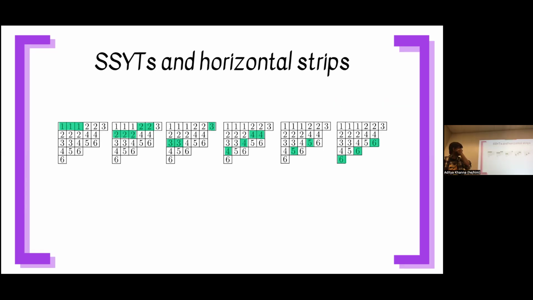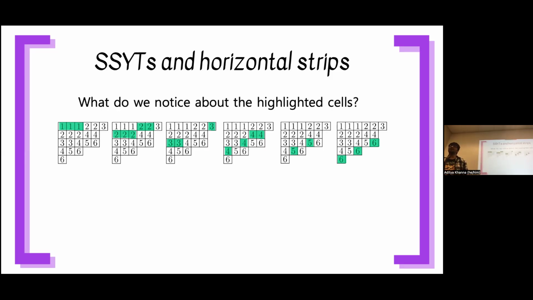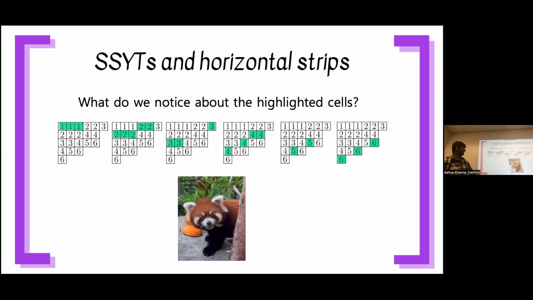So just a small question. This follows from the definition, but pub quiz. If I look at all of these shaded numbers, right? I'm shading 1 here, 2 here, 3 here, 4, 5, and 6. What do you notice about the highlighted cells? People who know this don't answer. People who don't know this. For people who know this, you can watch the Red Panda GIF. So what do you notice?